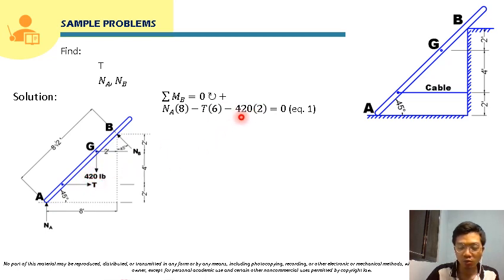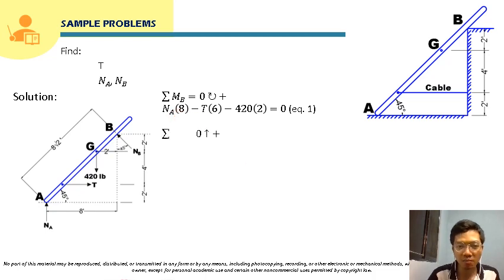So that will be 420 times 2, and its rotation about point B is counterclockwise, so it will be negative here. This will be equal to 0, and this becomes our equation 1. We have to generate more equations since we have two unknowns here, NA and T. We cannot solve directly for any of these unknowns.